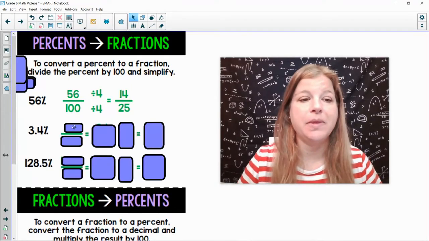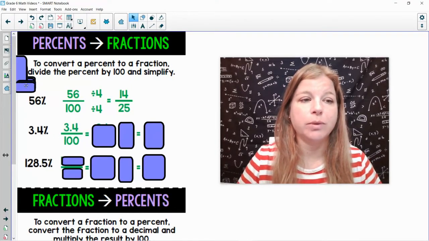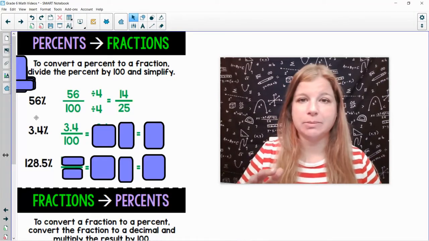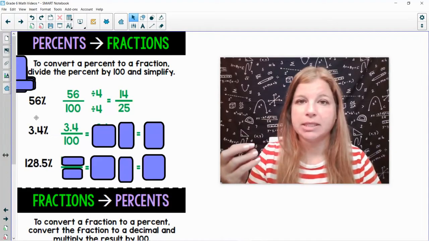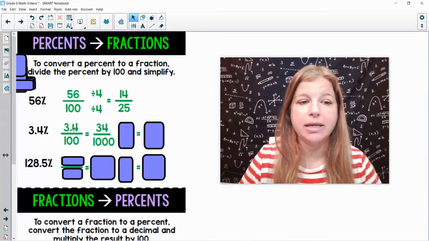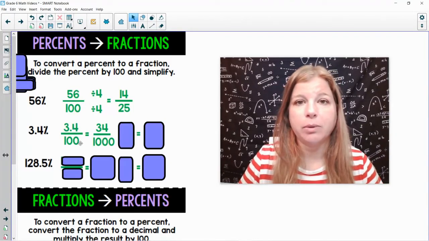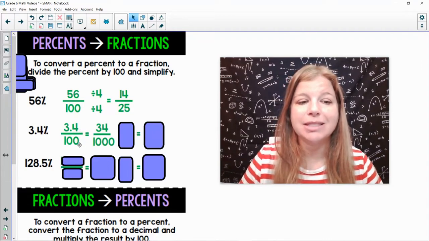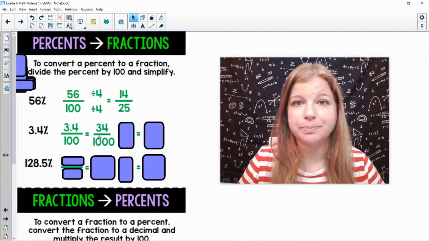3.4%, I'm going to do the same thing. I'm going to put 3.4 over 100. Now, I know that looks like it would be simplified, but we don't keep decimals in our fraction values. We don't keep a decimal in the numerator or in the denominator. So I want to multiply the numerator and the denominator by 10. What you can see here is I really just took the decimal of 3.4 and moved it one spot to the right, which is multiplying by 10, and I'm doing that to my denominator as well. 100 becomes 1,000, and now I have no more decimal.